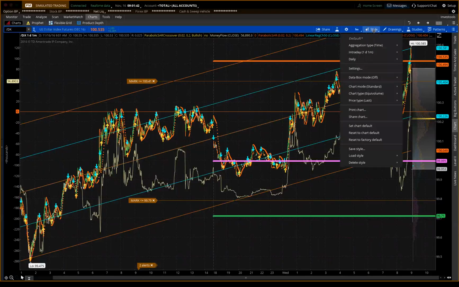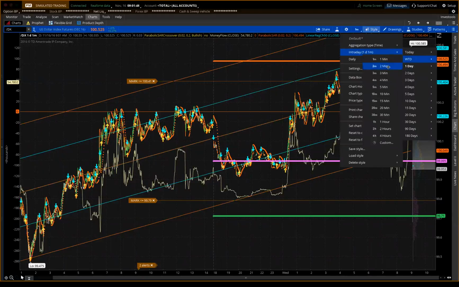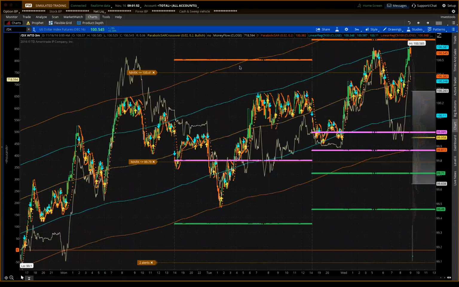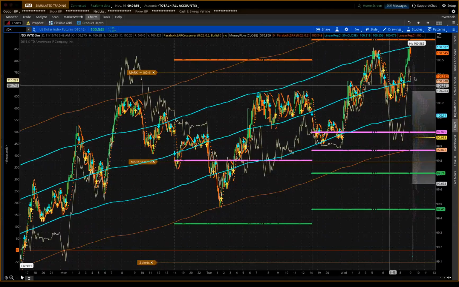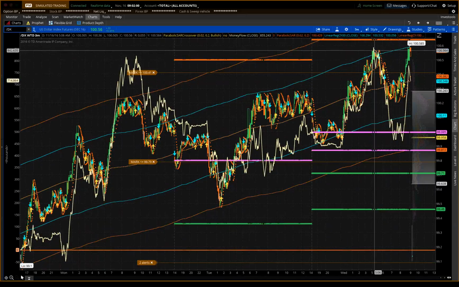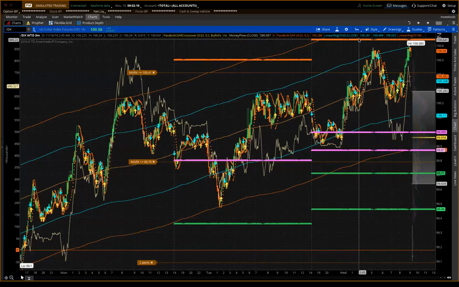Hold it. What do I need? What are we at? Week to date. 3 minute. 3 minutes should work. That should work, yeah. All right, so linear regression line. What we're working on here is we're trying to watch to see if there's a failure up here. And there should be, volume and all that fun stuff. The next continuation higher would be up here, 64.